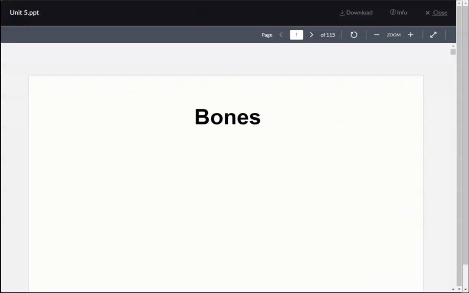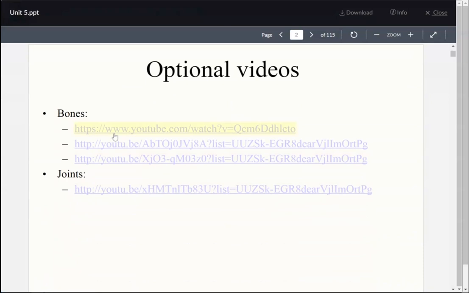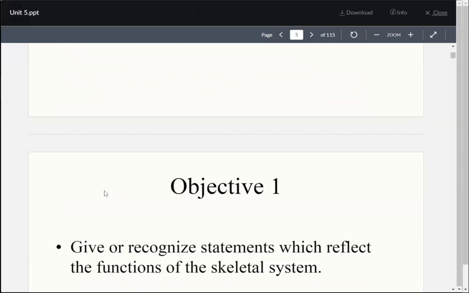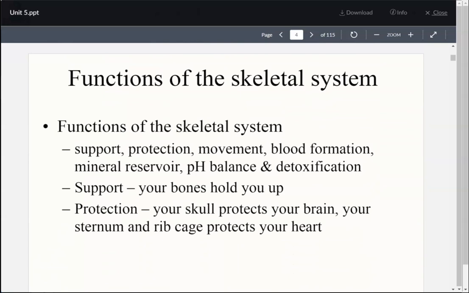And welcome to Unit 5, where we are going to talk about bones. Let's start off. Obviously, these videos will help with additional information and understanding. Bones is not just the bones, but we also talk about joints here as well, so we do have an additional information video for the joints. But we're going to actually start off with the functions of the skeletal system.